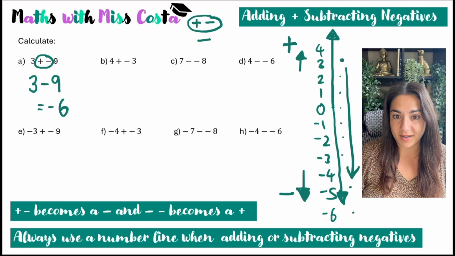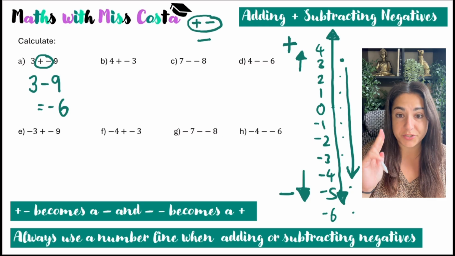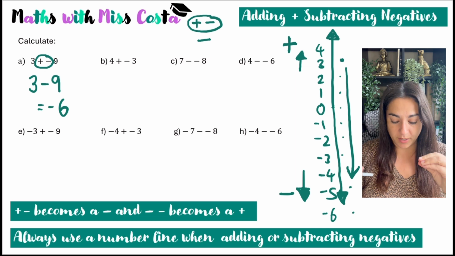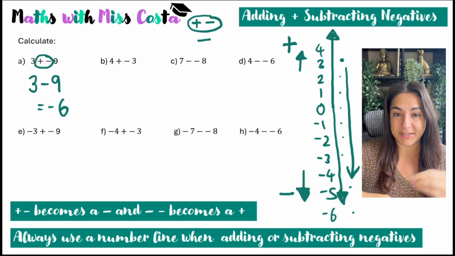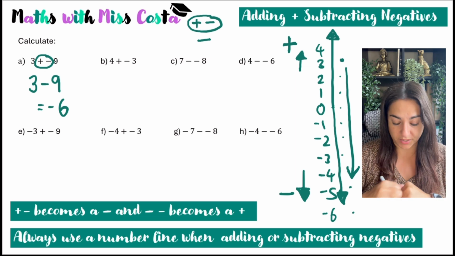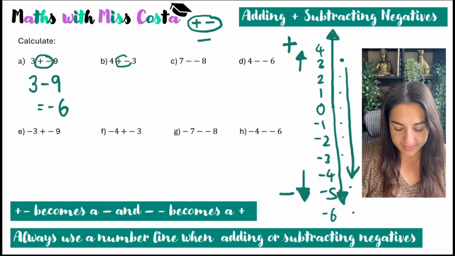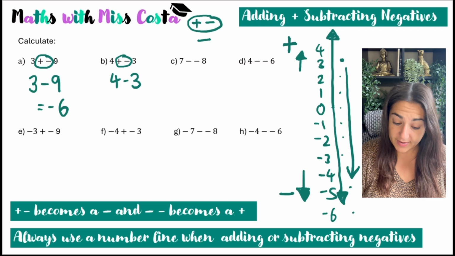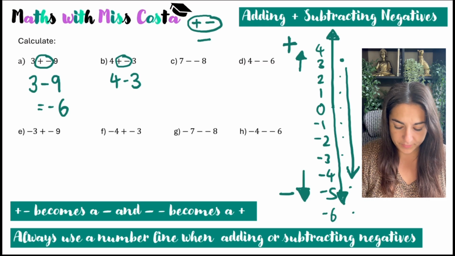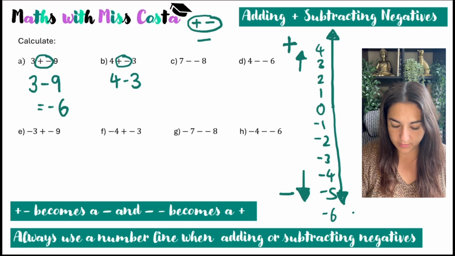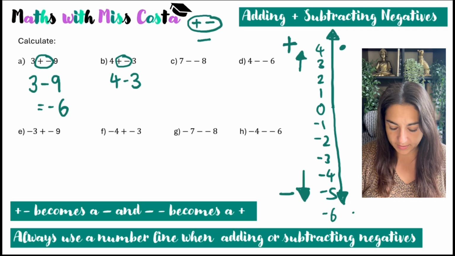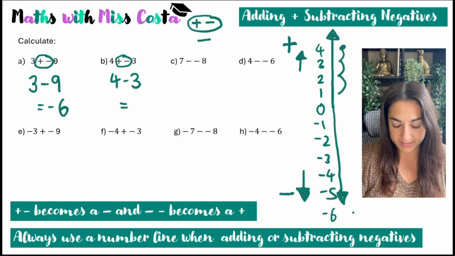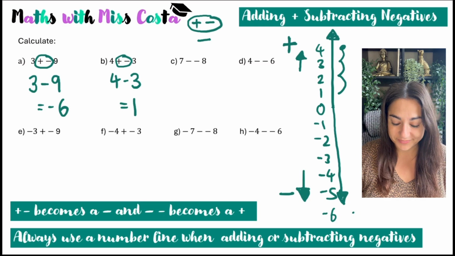Next, I've got 4 plus negative 3. Again, I've got two signs, a positive and a negative, in between my numbers. So when I'm adding a negative, it's the same as subtracting. It's making it colder. So I'm going to recircle it and rewrite it as 4 minus 3. And then I can look at my number line again. I'm going to start on 4 and I'm going to subtract 3. So I go 1, 2, 3. So 4 minus 3 is going to be 1.